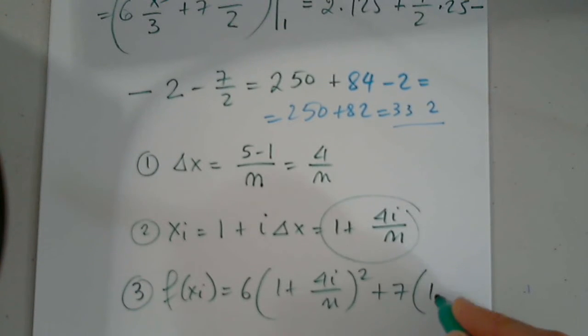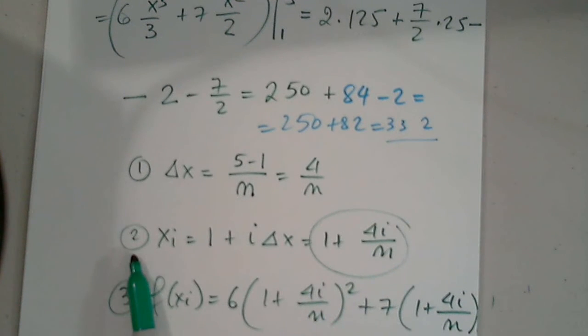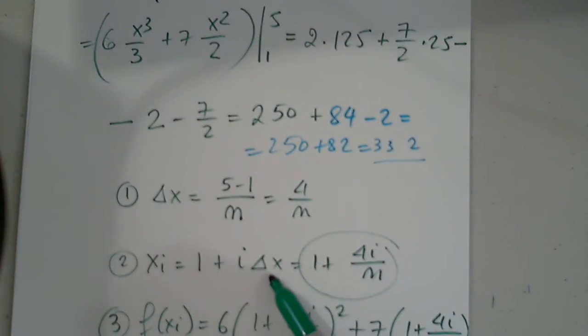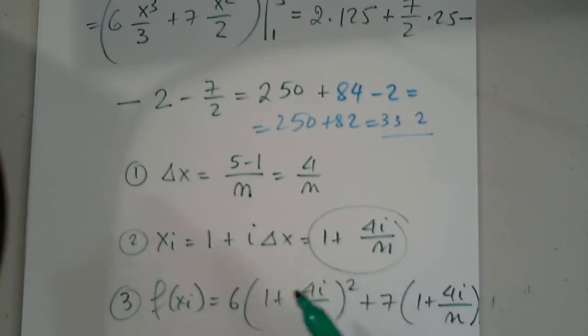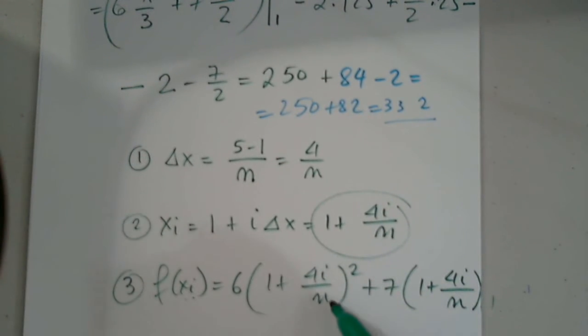Plus 7 times 1 plus 4i over n. So first, delta x is 5 minus 1 over n, that's 4 over n. Prep to xi, the lower limit, plus i delta x, and then I have to plug xi into the function. So 6 times x squared plus 7 times x. And I have to fully simplify this.